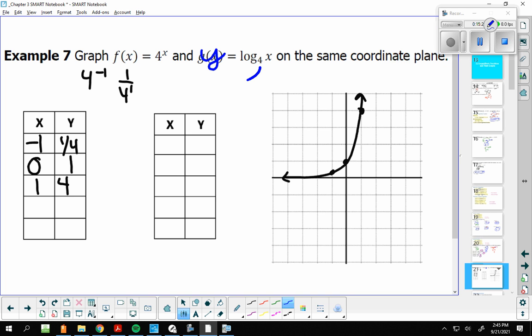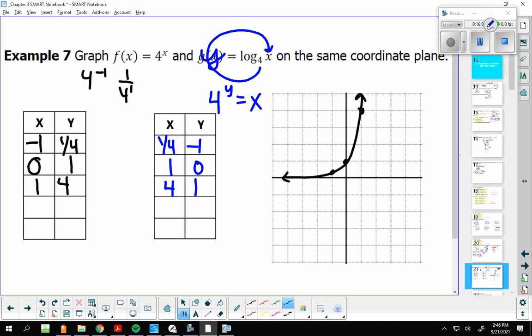We just want to know 4 to what power equals x, right? 4 to what power equals our argument, right? I have to raise 4 to what powers to change it to x. So, because the y is my input now, we're going to pick values to plug in for y. And look, it's very similar. So, let's pick the same values to plug in for y. So 4 to the negative first is 1/4, 4 to the 0 power is 1, and 4 to the first power is 4. So what do you guys notice about these two tables?